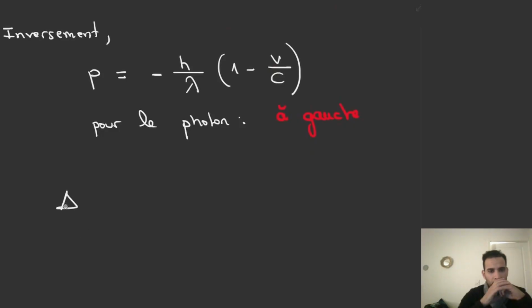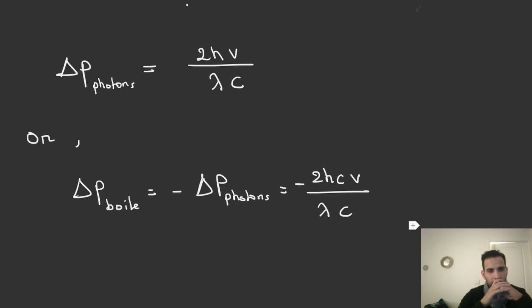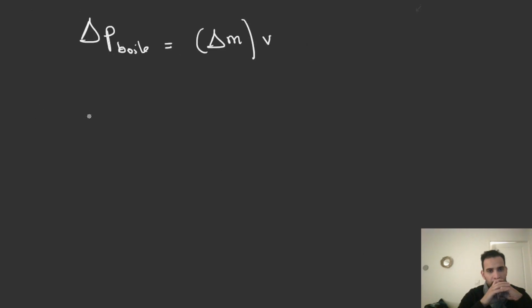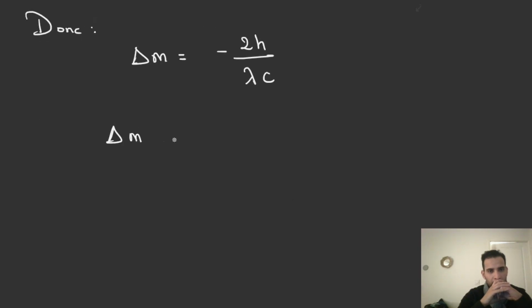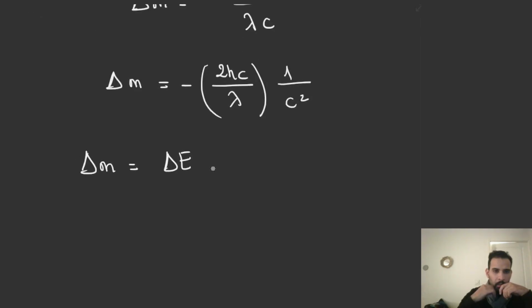Now, we will calculate the change in momentum of the photons. It is 2hv/(λc). Now, we have the conservation of momentum between the box and the two emitted photons, so Δp_box = −Δp_photons, and we find −2hv/(λc). The change in momentum of the box, since it moves, is Δm v. Since v is constant, what changed here is the mass, and plugging that in, we find that Δm = −2h/(λc), so Δm = −(2hc/λ)(1/c²).